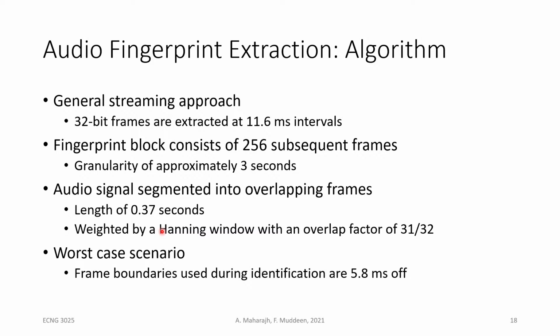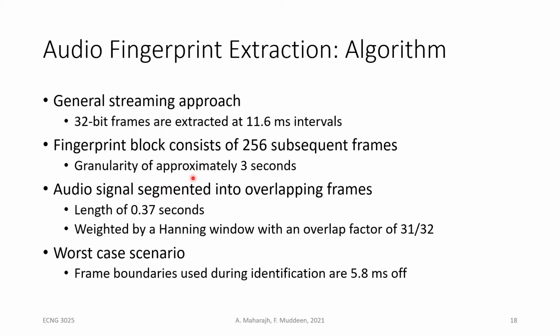Alright, so the general streaming approach, to explain our diagram, is that when that audio signal comes in from our input, we're going to be using something referred to as 32-bit frames that are extracted at 11.6 millisecond intervals. So each frame being 32 bits represents the size of our frame. The fingerprint block itself is going to consist of 256 subsequent frames, which, if we do the multiplication here, gives us a granularity of approximately 3 seconds to form our fingerprint itself.